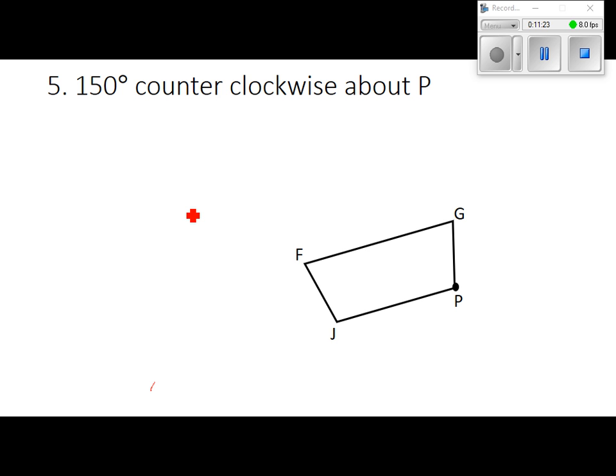Right. Next one, what's different about this one? What are we rotating it about? About one of its corners.